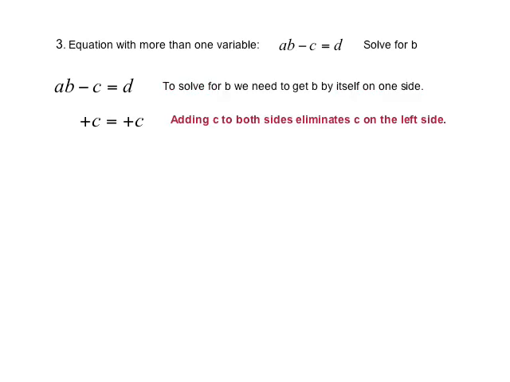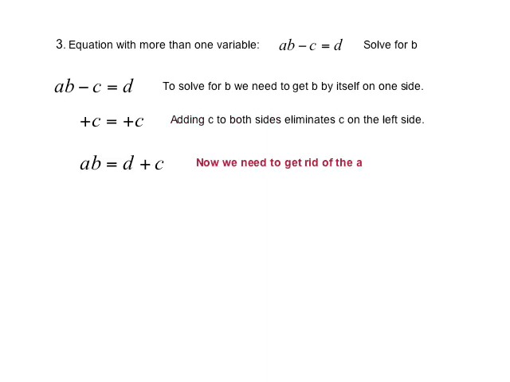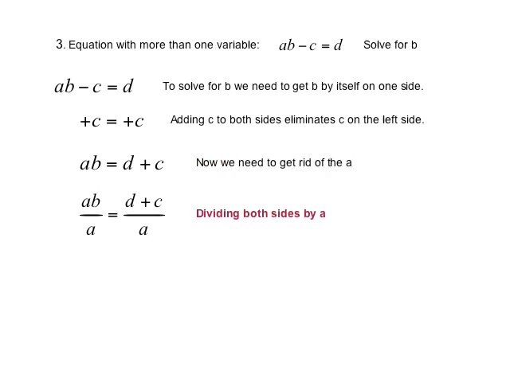So we're going to add C to both sides. We're going to get AB equals D plus C. Now we have to look and say, well, we got to get rid of the A, so we'll just have a B there. It's being multiplied, so we're going to divide both sides by A. We have AB over A equals D plus C over A. And dividing it out, we get B equals D plus C over A. So since we have the B by itself, we are done.